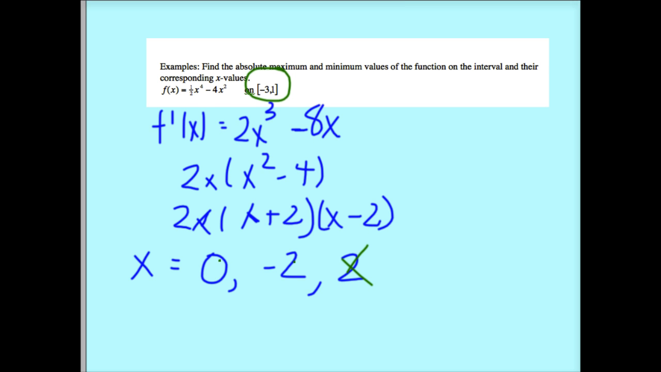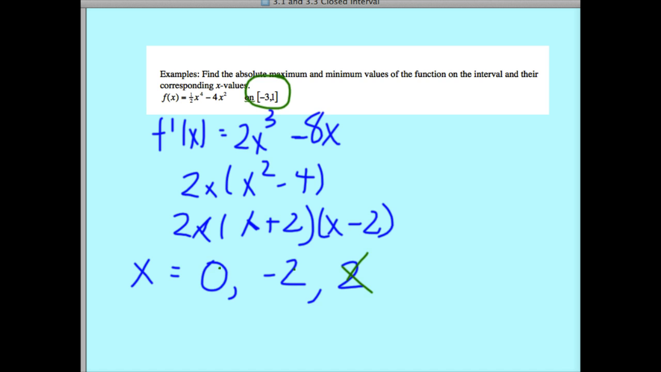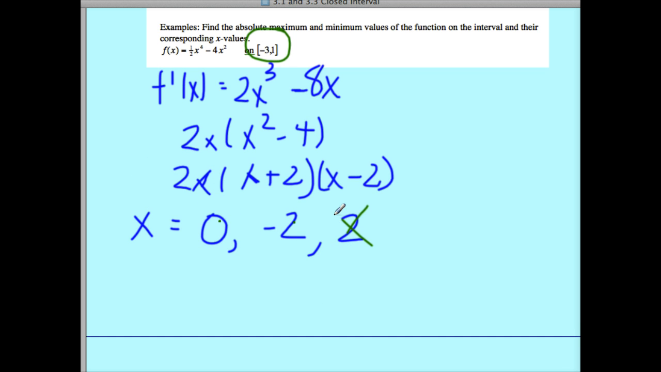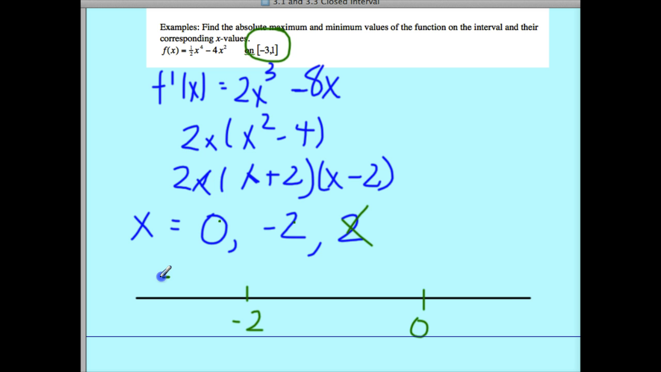So our next step is to make sure we use our number line. In our number line, I'm only allowed to use 2 of these critical points. The first point is 0. I'm sorry, not 0. Our lesser value is -2. Our next point is 0. And because I have an interval, I have to make sure I stay between -3 and 1.